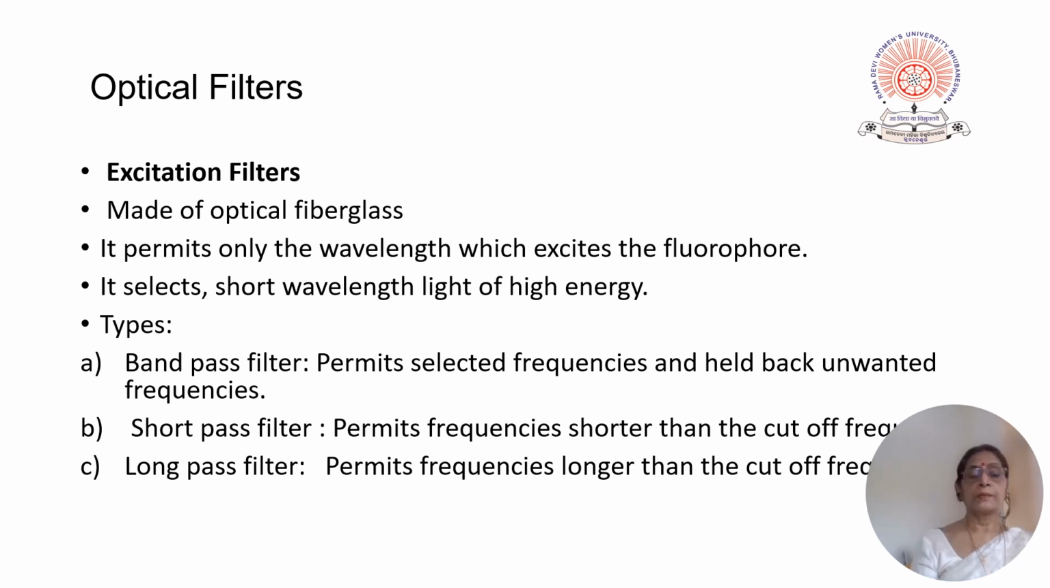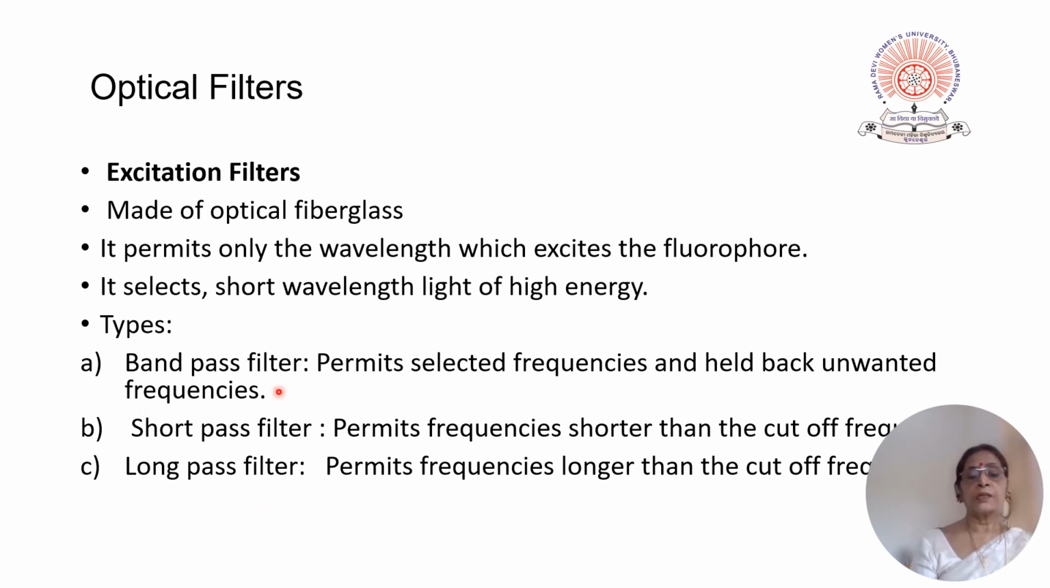Excitation filters are made up of optical fiberglass. They allow only the wavelengths which excite the fluorophore and hold back all the unwanted light. It selects short wavelength light which is of high energy. There are different types of excitation filters like band pass filter, short pass filter, and long pass filter.